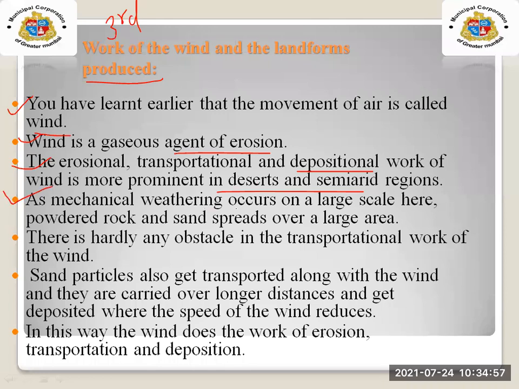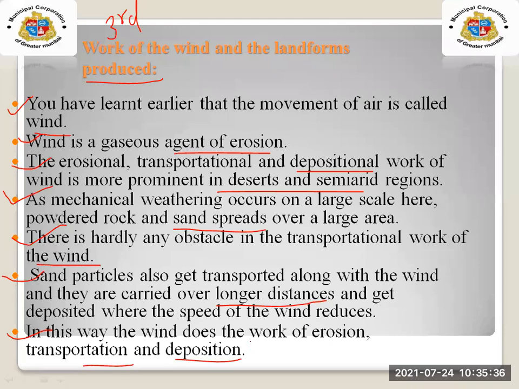As mechanical weathering occurs on a large scale, here powdered rock and sand spreads over a large area. There is hardly any obstacle in the transportational work of wind. Sand particles also get transported along with the wind, and they are carried over longer distances and get deposited where the speed of the wind reduces. In this way, the wind does the work of erosion, transportation and deposition.